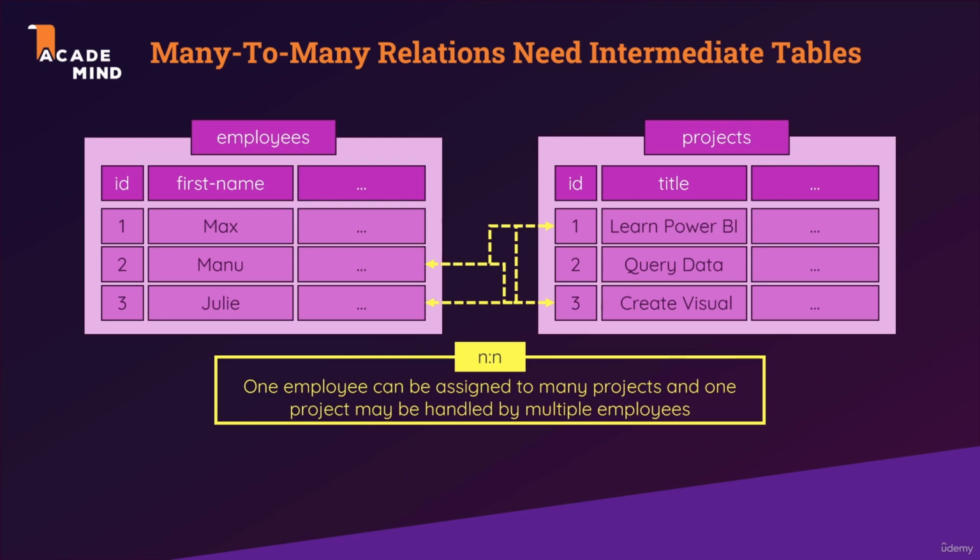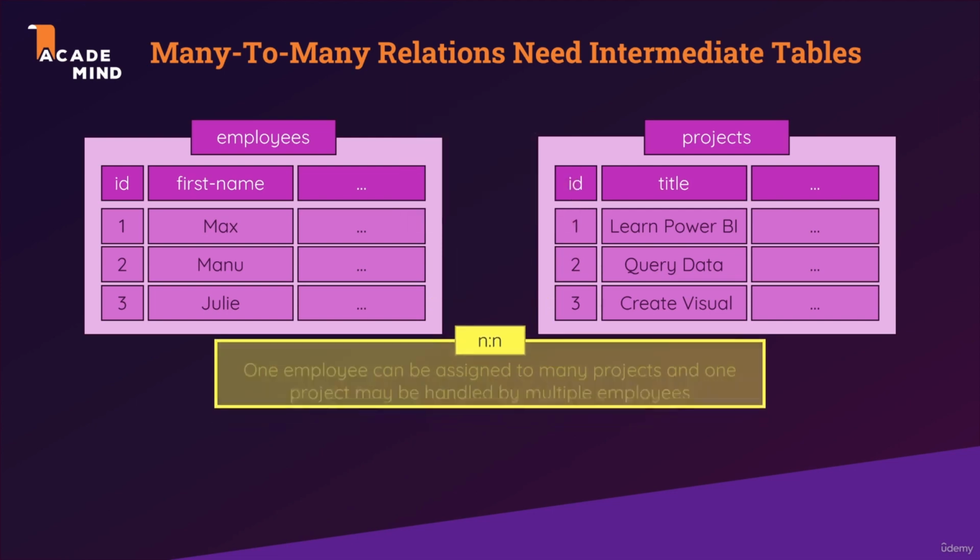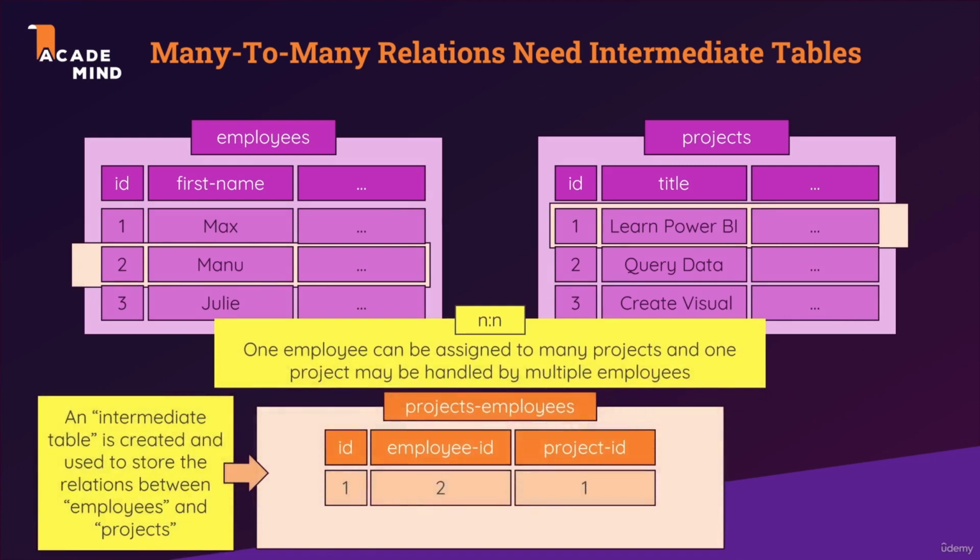Now, for both of these tables, we have to create a many-to-many relationship here. And the problem is that by keeping the actual table structure with the unique entries for each employee and each project, this is not possible. Establishing a direct connection, so to say, by using foreign keys in the employees or projects table is not possible without changing this underlying structure of the tables. The solution here is to create a so-called intermediate table.